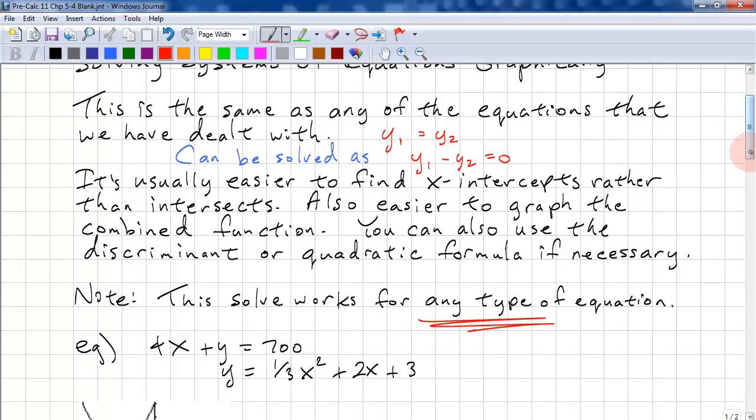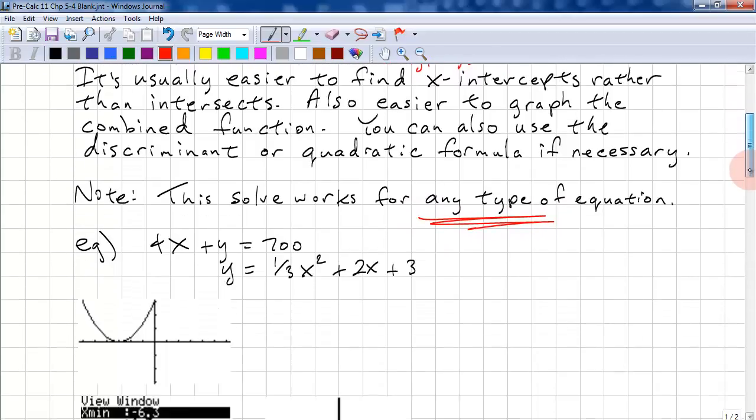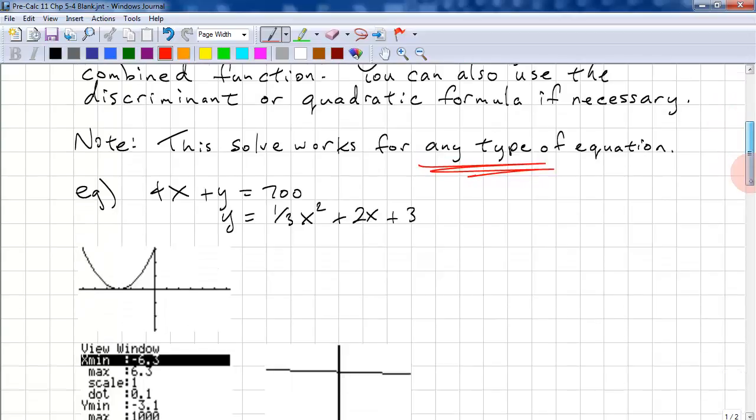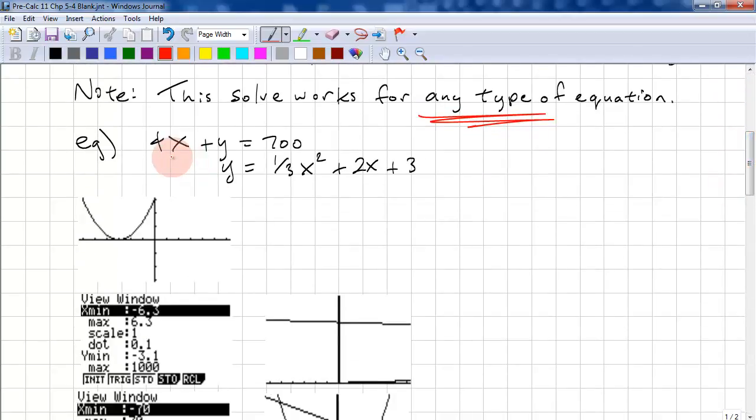But let's do the intersection first, just so that you know how it works. Here's an example. 4x plus y equals 700, and we have y equals 1/3 x squared plus 2x plus 3. First of all, we need to change this into an explicit y function. So y equals negative 4x plus 700. We move the 4x over to the other side, it becomes negative.